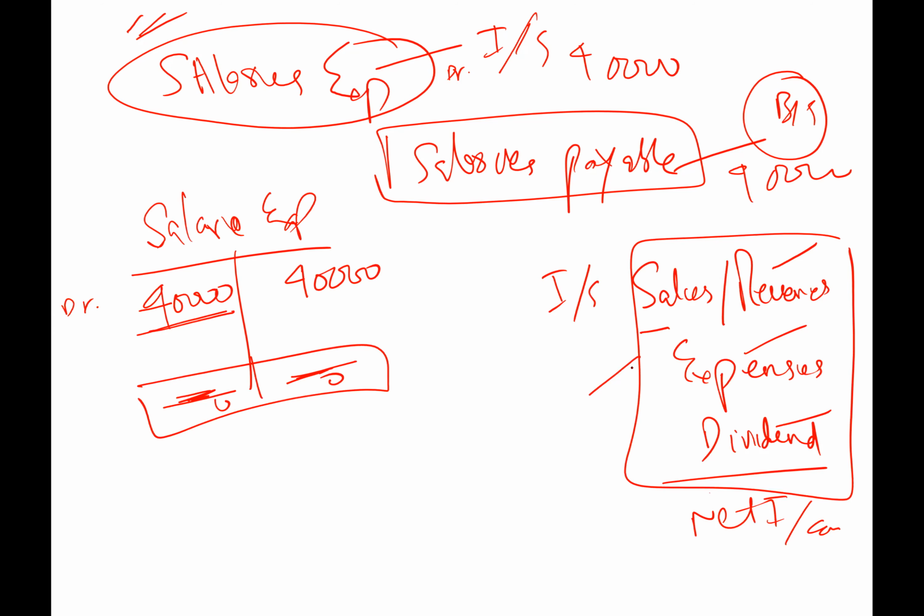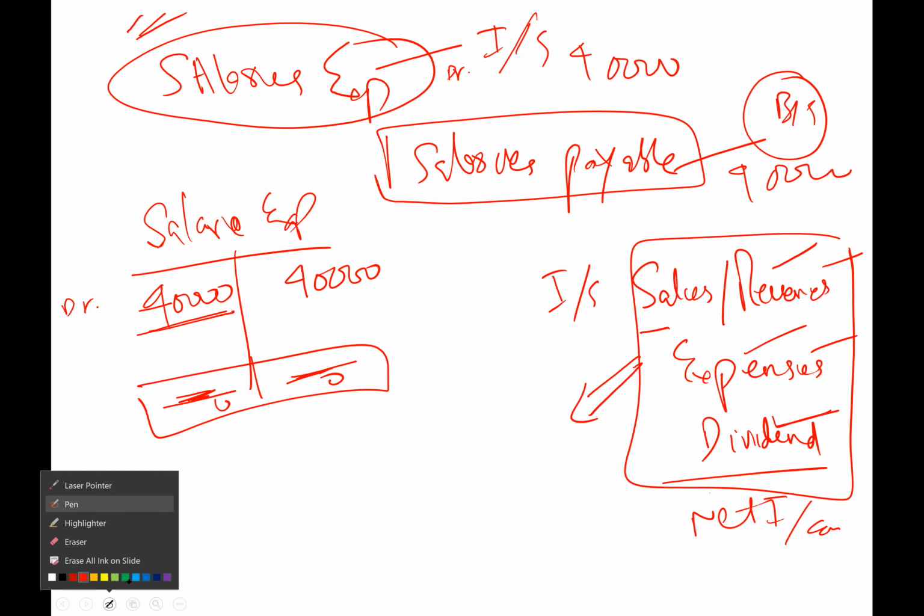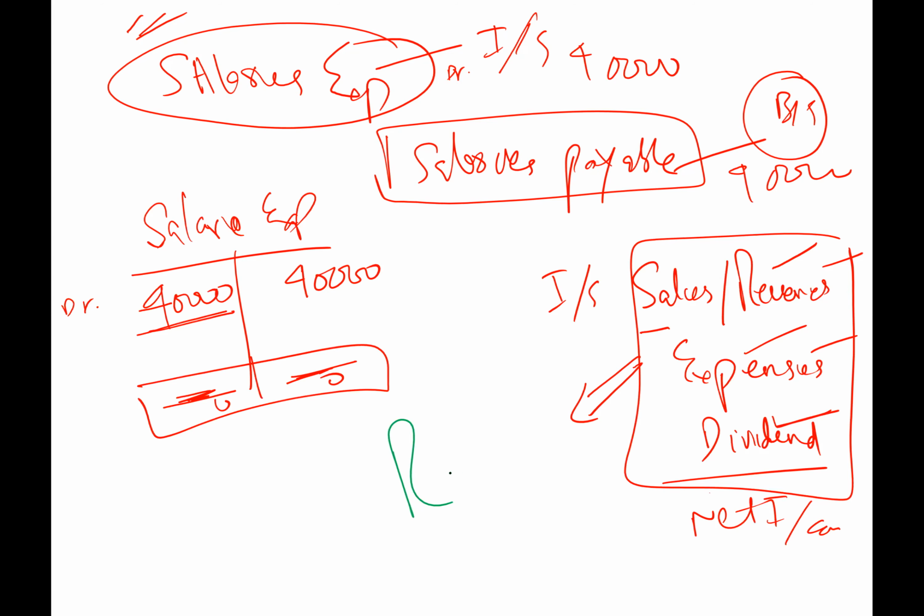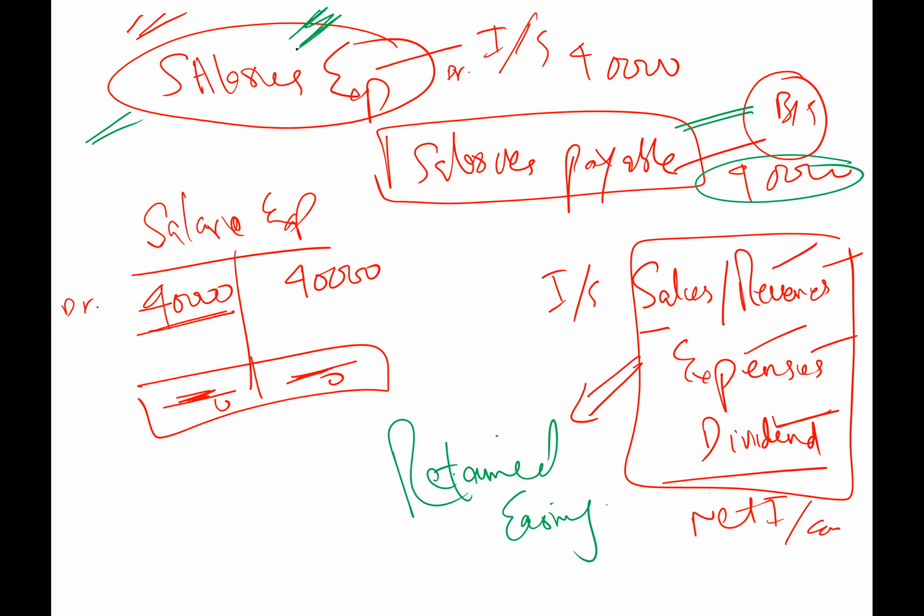So this is possible. Why? Because the income statement items, this sales, expenses, dividend, they belong to retained earning, right? So when this entry happens, salary expense to salaries payable, this goes to the balance sheet. We are fine with that because their balance is still on the balance sheet. But this will go to the income statement. So their balance is still a debit balance.